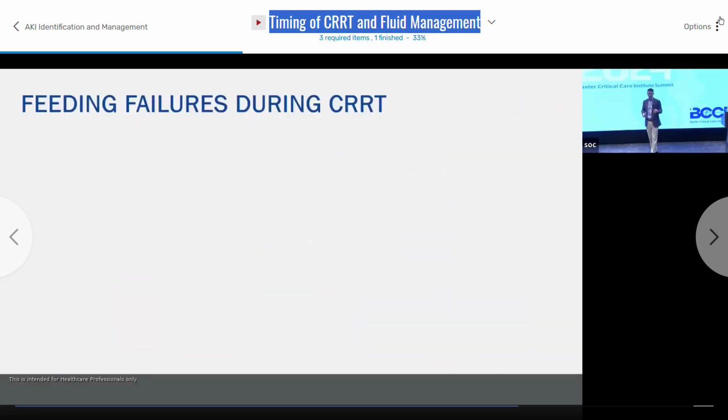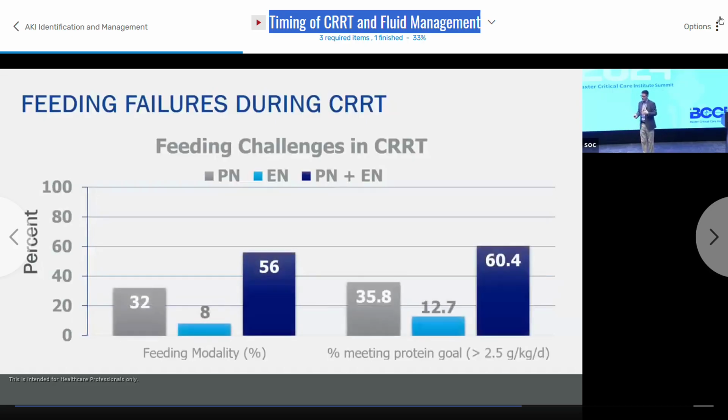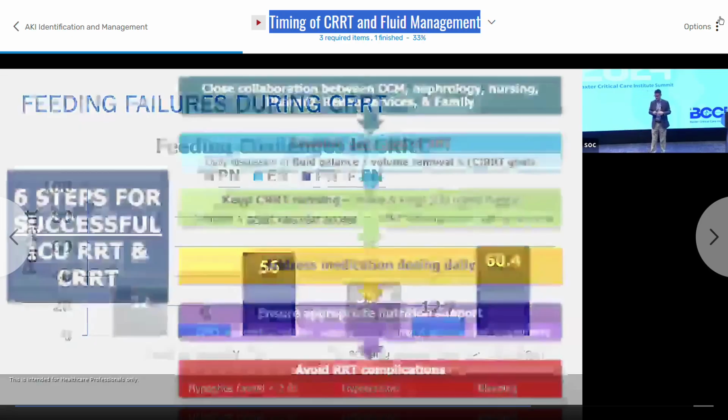All right. What about feeding failures during dialysis? So in a pediatric patient population where food is important, they looked at how many times they were achieving the goals of what they wanted to do, and they showed that if you look at the feeding modality, 32% were getting just PN, 56% were getting parenteral nutrition and enteral nutrition, but nobody was meeting feeding goals, okay? So we have to recognize that we need to make sure that we are doing our job. If we put the patient on dialysis and we don't feed them, they will look emaciated after a couple of weeks. If they become emaciated, will they survive? Probably not. Okay? All right.